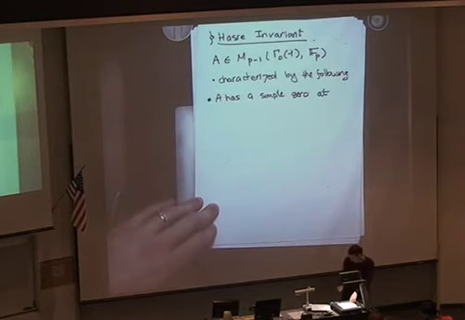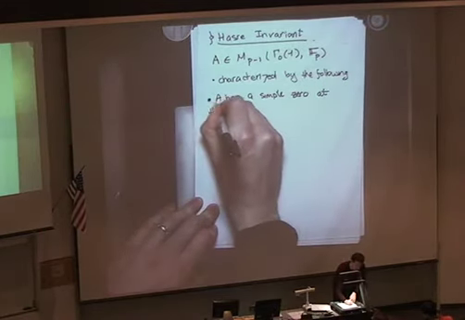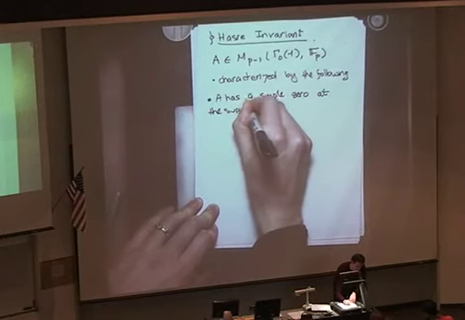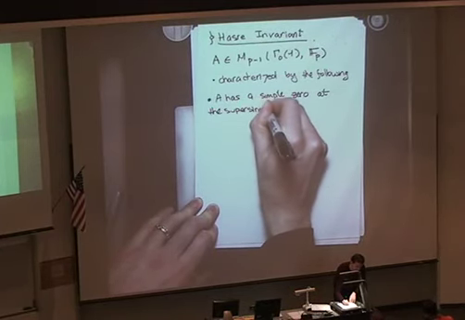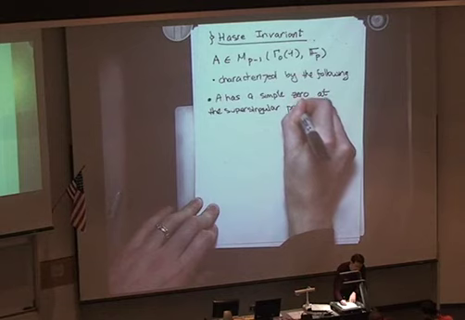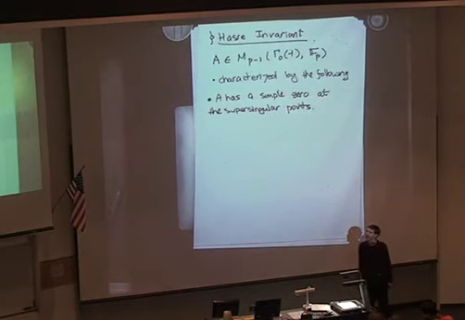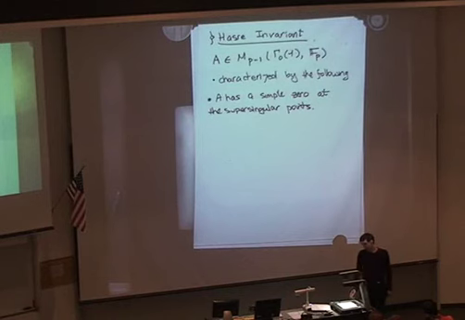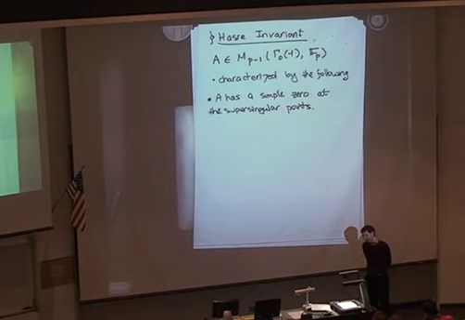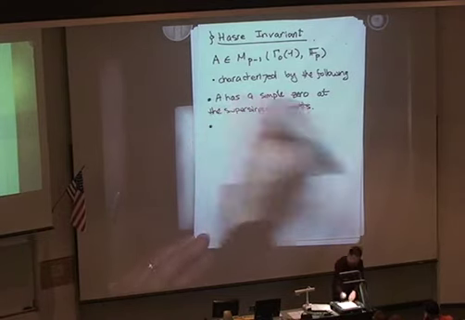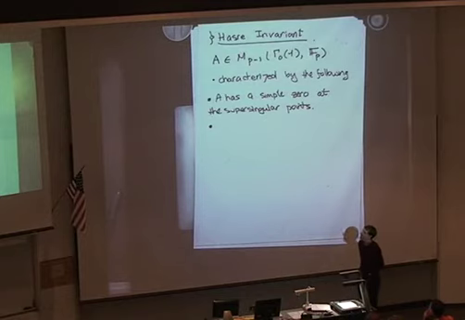And in fact, the only zeros are at the supersingular points. So we know in characteristic p, there are finitely many supersingular points, roughly p/12. And this will just be a section that vanishes at those points. In fact, that already essentially determines A up to a scalar.